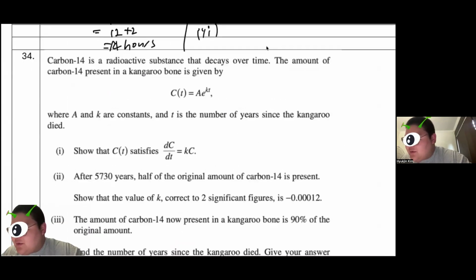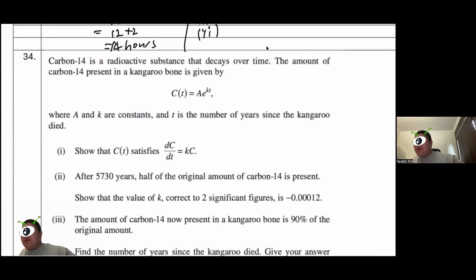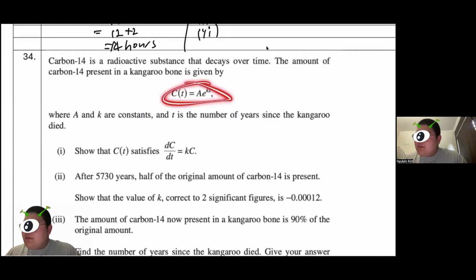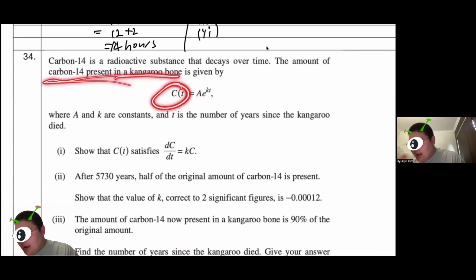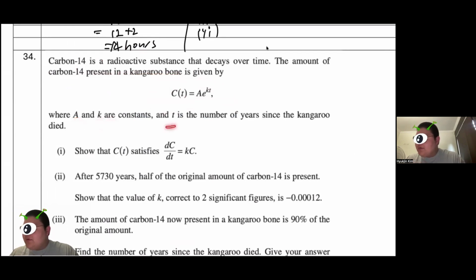Now, carbon-14 is a radioactive substance that decays over time. The amount of carbon-14 present in the kangaroo bone is given by this. This is the whole C. A and k are constants, and t is the number of years since the kangaroo died. Show that C(t) satisfies dC on dt equals kC.